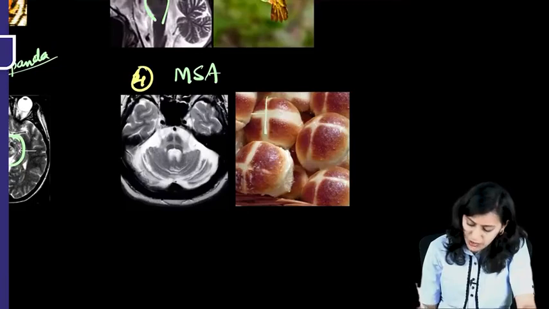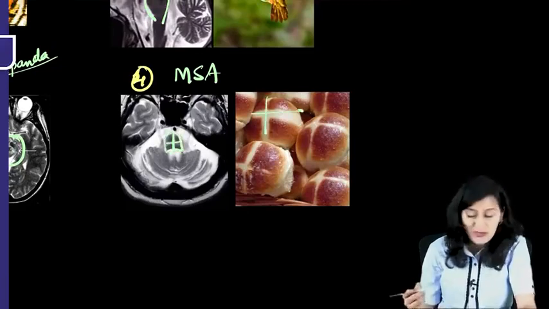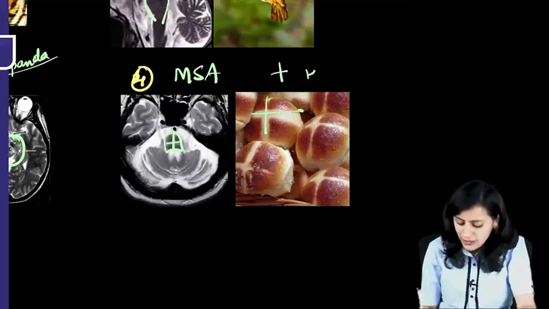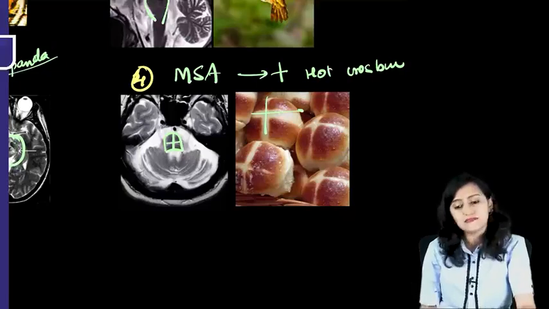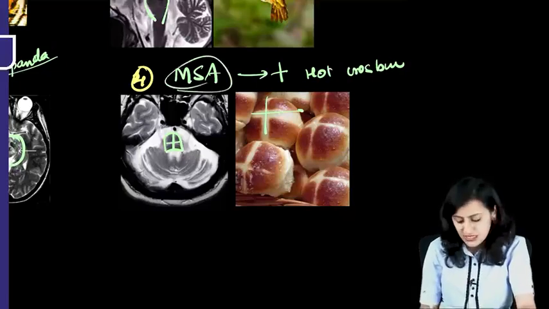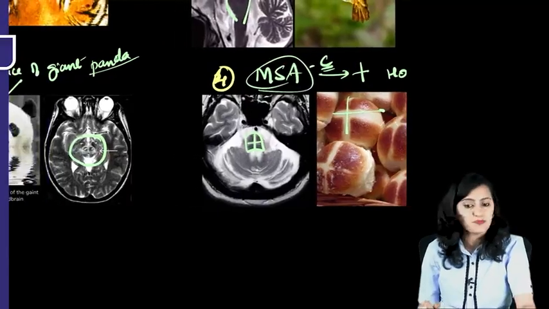This one is the hot cross bun sign, which is affecting the pons. Okay, this is the pons, Piche fourth ventricle cerebellum. So the hot cross bun sign is a feature of multi-system atrophy. MSA, especially the cerebellar type, shows this hot cross bun sign in the pons.